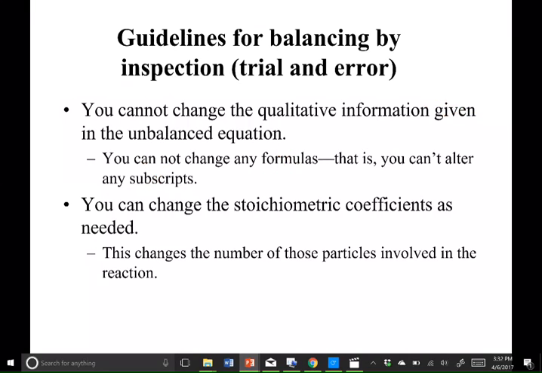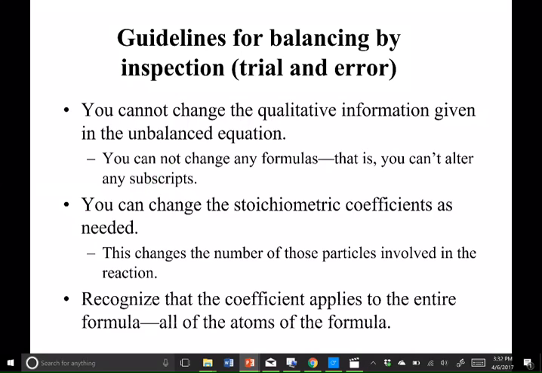So you can change stoichiometric coefficients. You cannot change the subscripts. Thou shalt not make up new chemistry. Somebody else wrote that qualitative information down for you to go ahead and balance it. Another hint, well, this isn't necessarily a hint, but like we saw in the examples, that big number to the left applies to the whole formula. So stoichiometric coefficients apply to the entire formula that they're in front of.